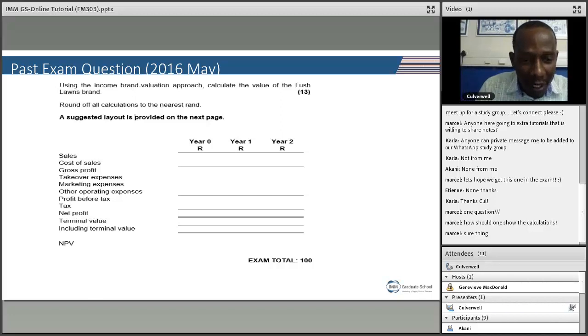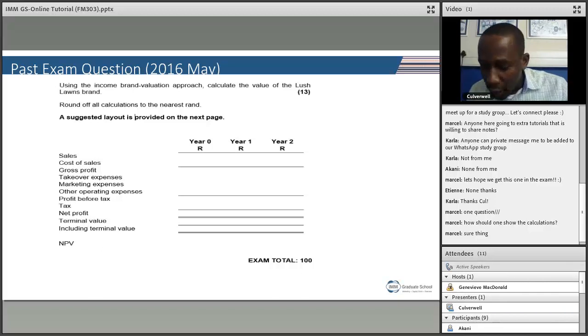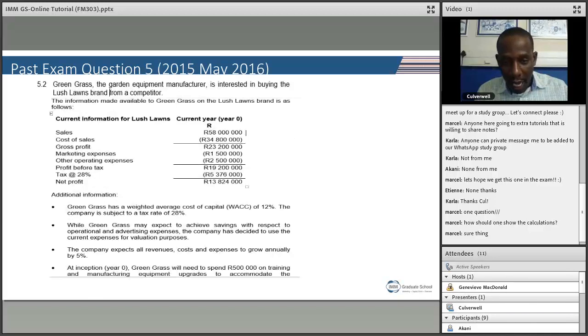So you're going to have your profit before tax, 18,700,000. I'll then go and tax. They told us that the tax rate is 28%. So I'll say tax at 28%. What is 28% of 18,700,000? This is where you find the amount representing 28%. So I'll say 18,700,000 multiplied by 0.28. That gives you tax of 5,236,000.